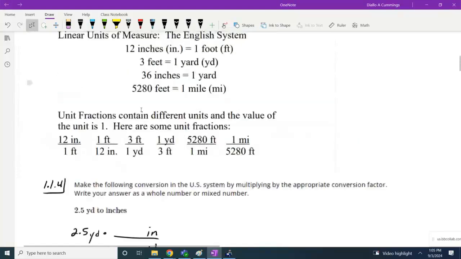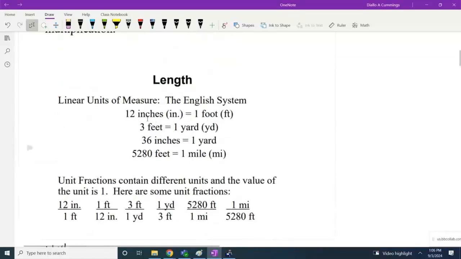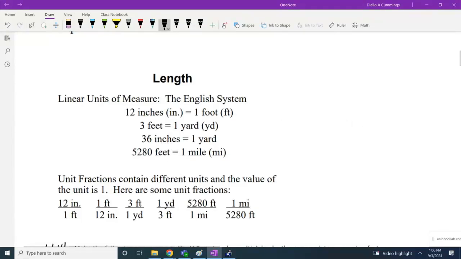So if I look at my conversions, okay, well, I don't quite have yards to inches. Now I'm kind of looking at this. So I'm going to write this conversion in. 1 yard is equal to 36 inches. So now this is how I came about that.